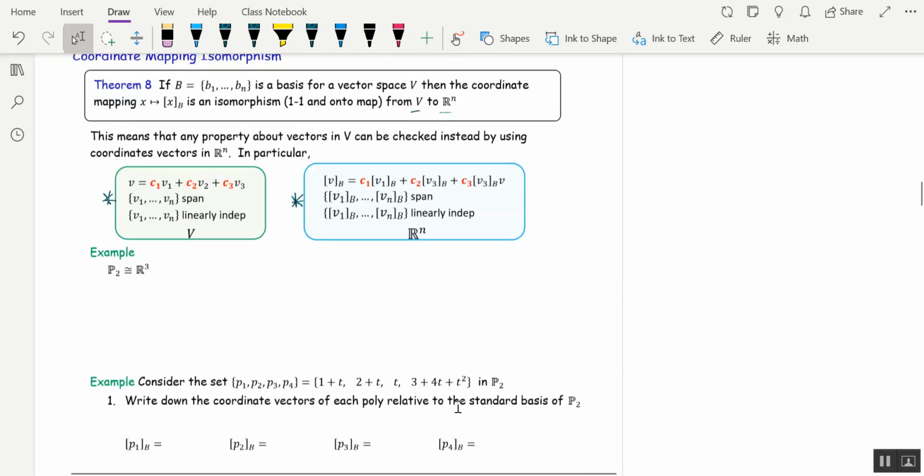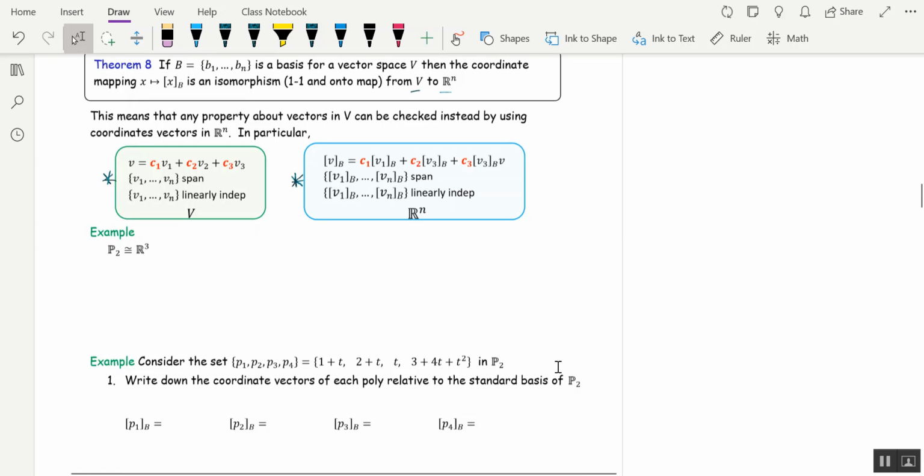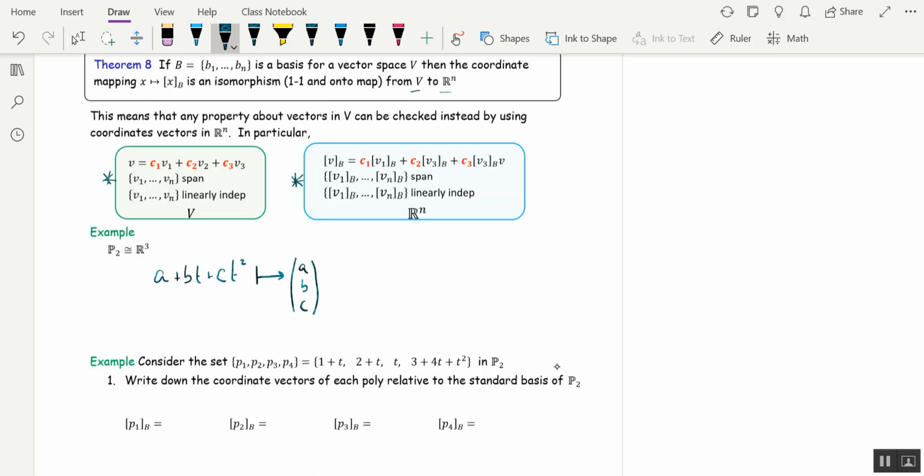So here's an example. P2 is isomorphic to R^3, and the isomorphism is you take a polynomial a plus bt plus ct squared, and it gets mapped to its coordinate vector a, b, c. Because really, if you have a quadratic polynomial, the only thing that's important to know is the coefficients. Another isomorphism is the complex numbers are isomorphic to R^2, and the isomorphism would be you take a complex number, a plus bi, and you map it to the vector a, b.